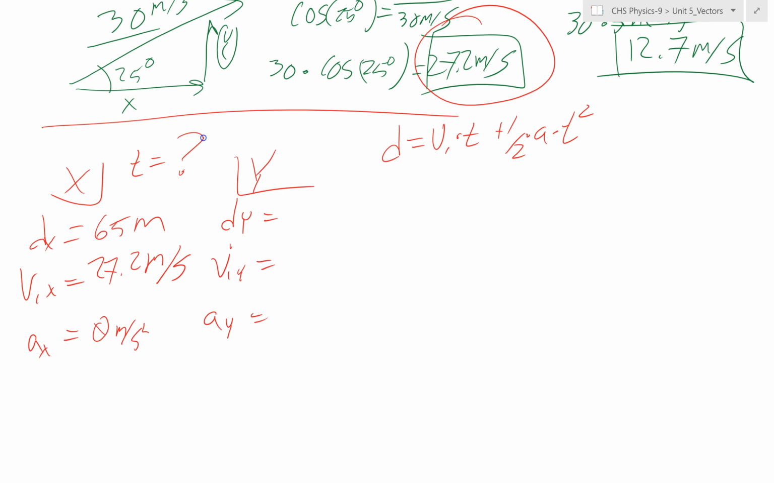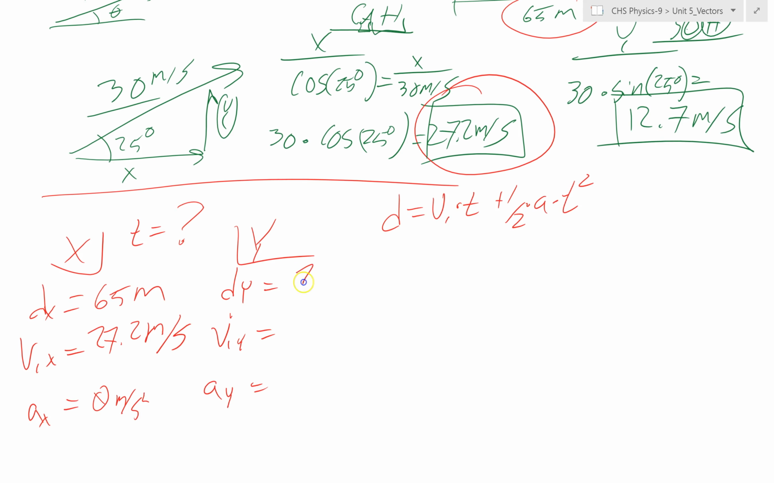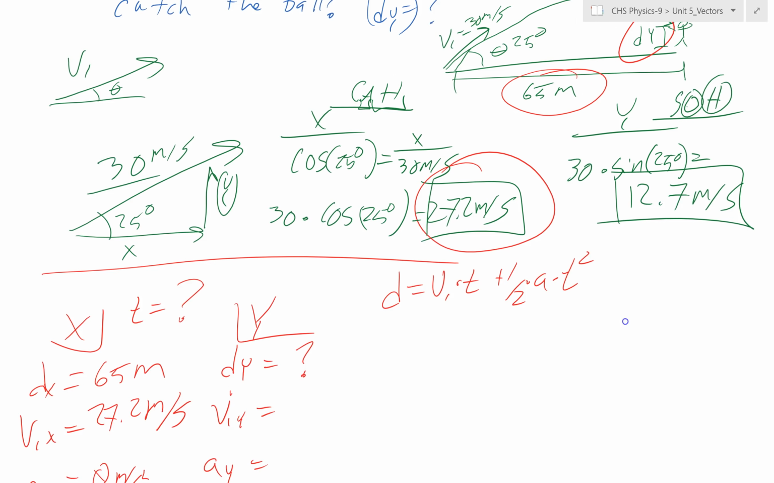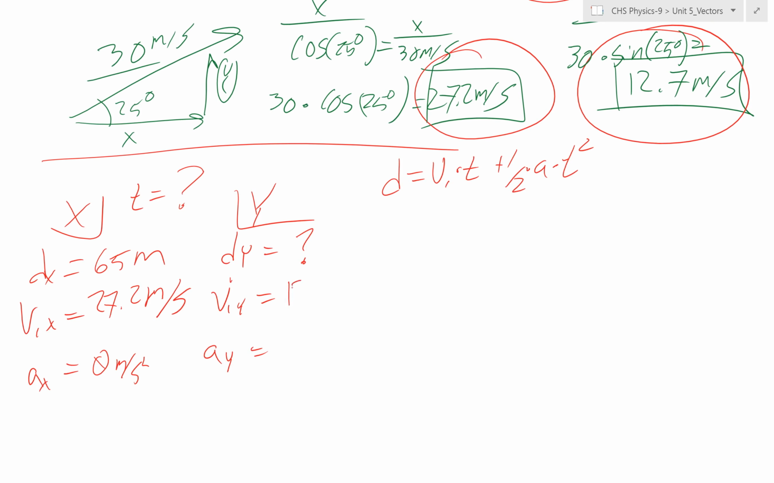Time, we do not know. That's one thing we're going to solve for. Distance in the y, or the displacement in the y direction, we do not know that. We do not know how far the person had to jump, so we're going to leave that as a question mark. Velocity in the y direction is 12.7 meters per second per our calculation we had. And then the acceleration in the y direction is negative 9.8 meters per second squared because of gravity.